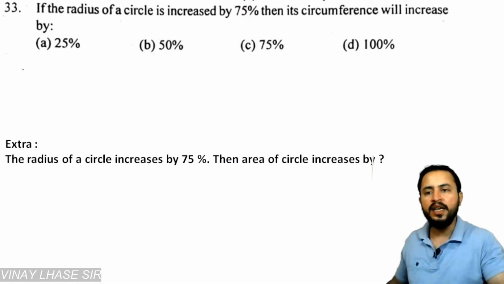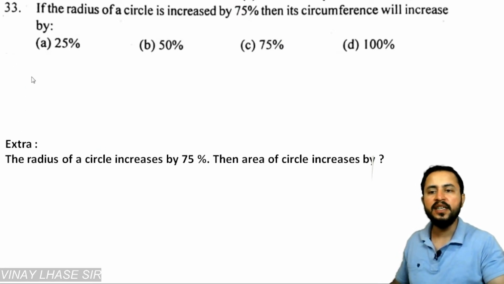Question number 33. Now this type of question, the students sometimes get confused. See here. Question number 33 mein kya hai? The radius of a circle is increased by 75%. The circumference will increase by how much?